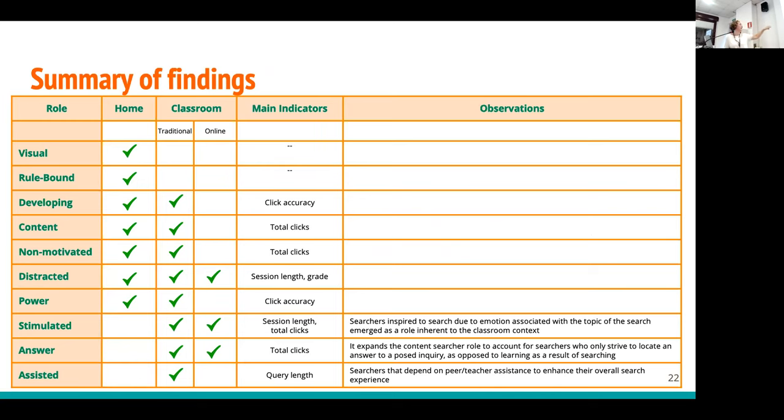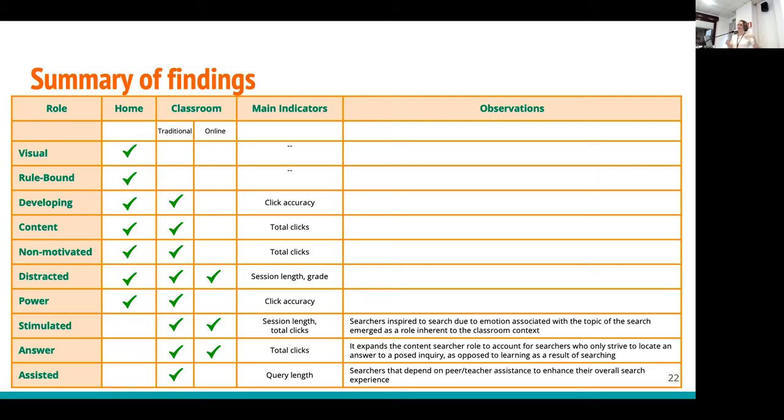So all the roles they had, that's the one we came up with. Remember, they used qualitative data from interviews and observations. Here we have also what we managed to extract from the traditional and the online class. We have the main indicators in terms of click accuracy, number of clicks, the length of the session, and so on, and a brief description of the extra roles we came up with.